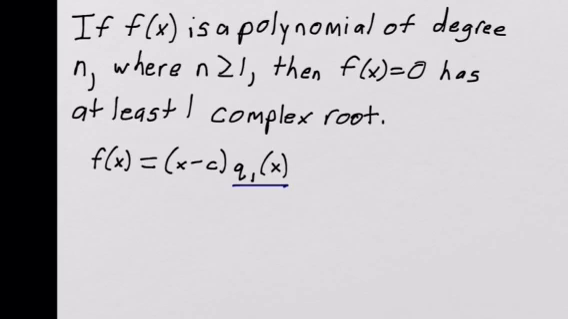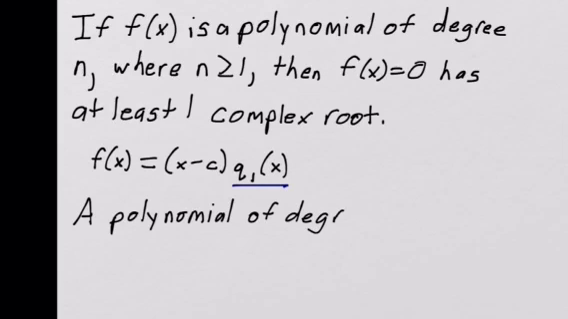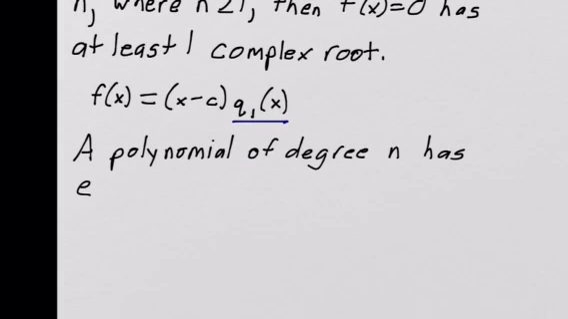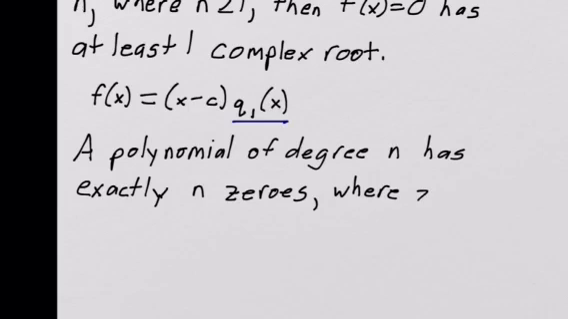So what we're going to use it for is to say a polynomial of degree n has exactly n zeros, where zeros are counted by multiplicity.